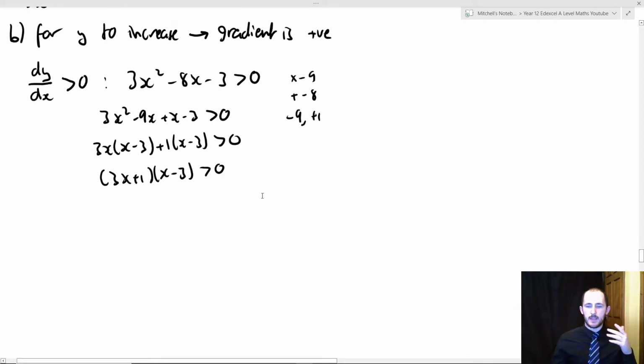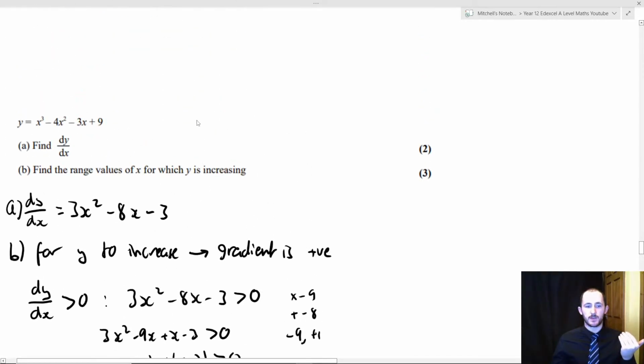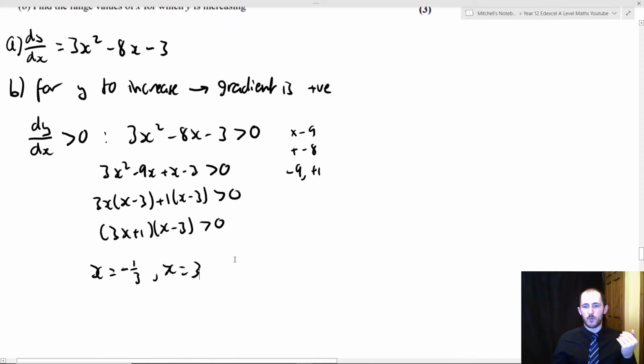So if we think about this, we have either x is equal to minus a third or x is equal to 3, but those aren't our values because we want a range of values, so we need to make sure we're looking at the inequality part. So again, even though this is a gradient question, it's differentiation, there are actually quadratic inequalities here.